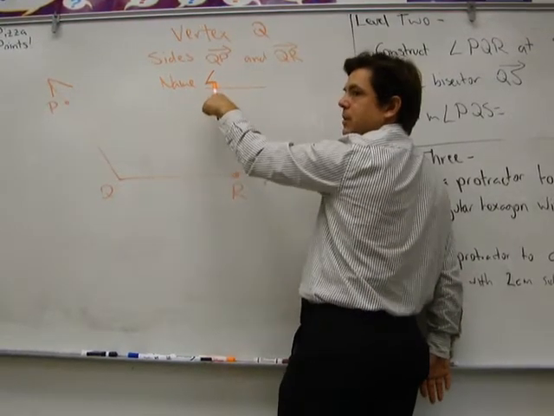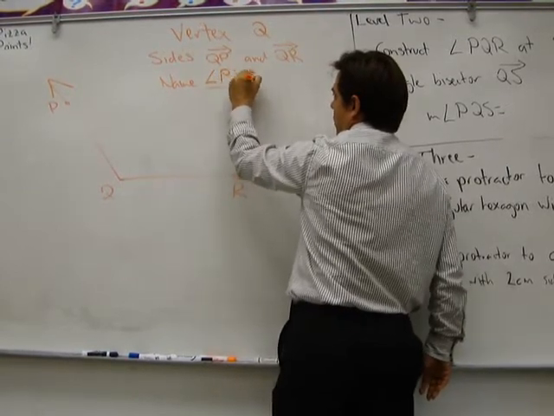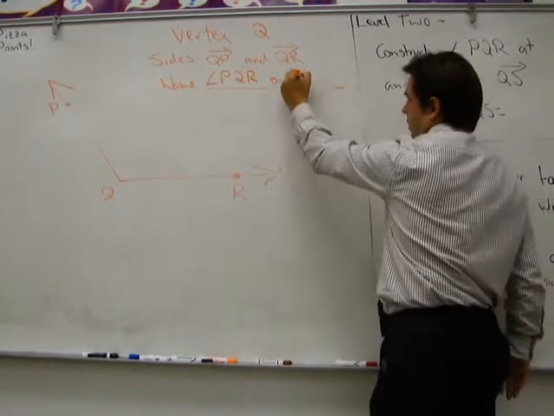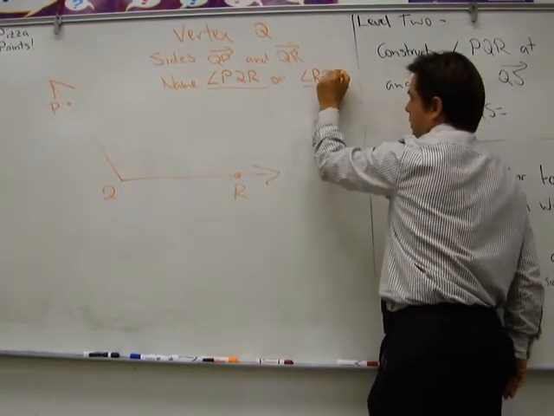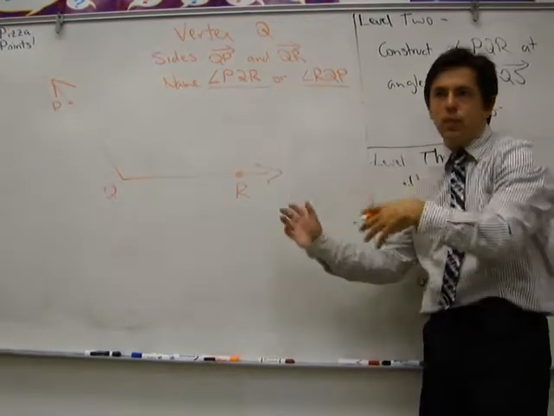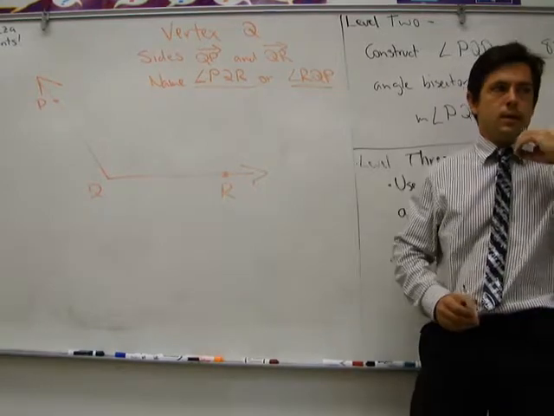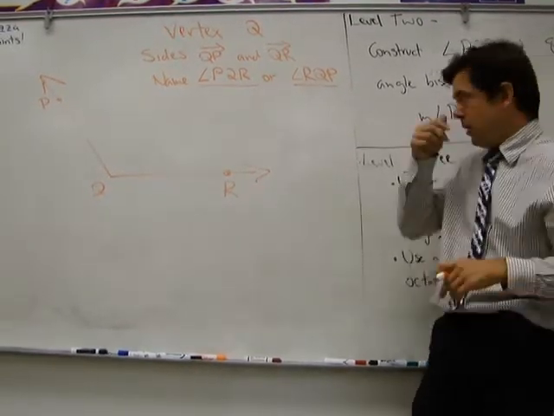So we don't just say PQR, we use this symbol. Does anyone know what this symbol means? Angle. So it's angle PQR, or what's another good answer? Angle RQP. Does everybody understand either one of those is a good answer? Any questions with that? Okay, this may not seem fancy, but you have to have it down. You have to know it.